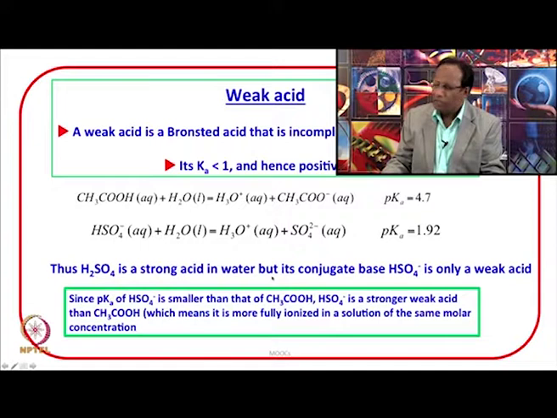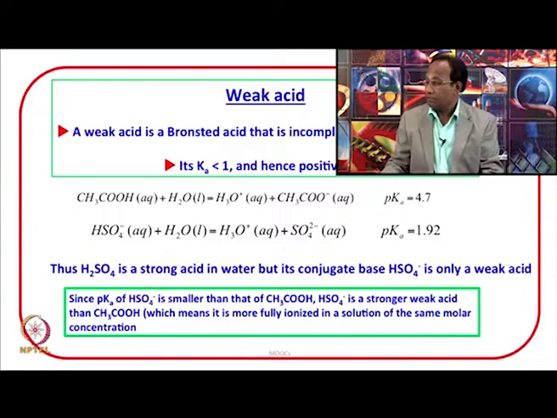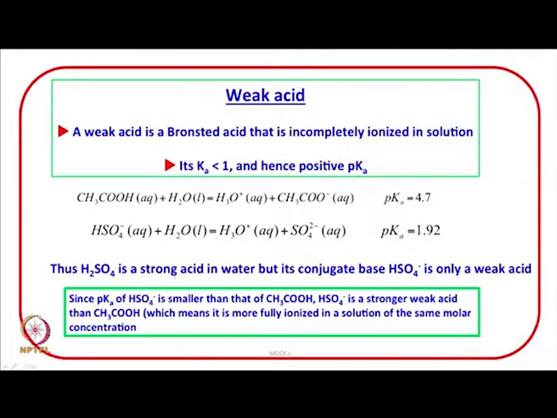So this kind of information is available once we have the values of pKa. We can comment upon their acidity, or we can comment upon their proton donating abilities. Now let us talk about weak base. What is a weak base? A weak base is a Bronsted base that is only partly protonated, not fully protonated, it is partly protonated.